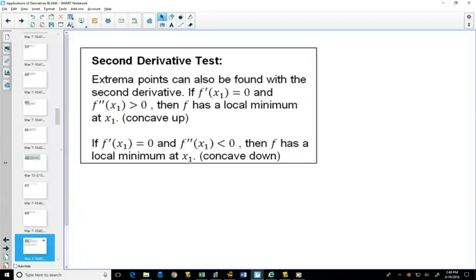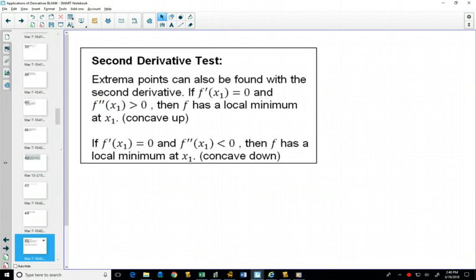The second derivative test. Our first derivative test was when we showed that if something was increasing before a critical point and decreasing after a critical point, that made it a maximum. The second derivative test is another test for maximum and minimum.